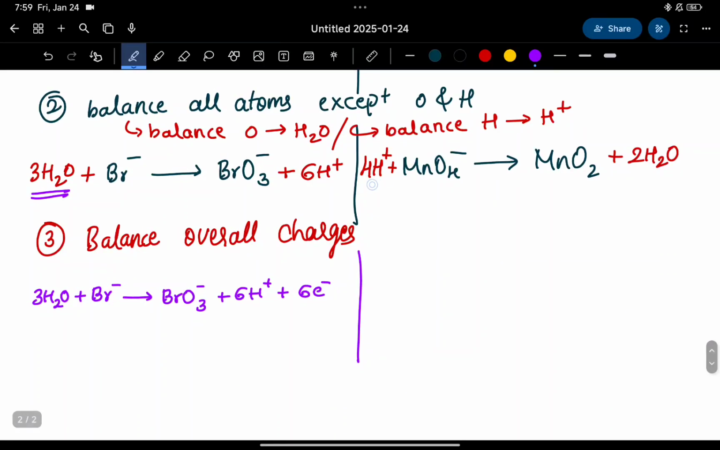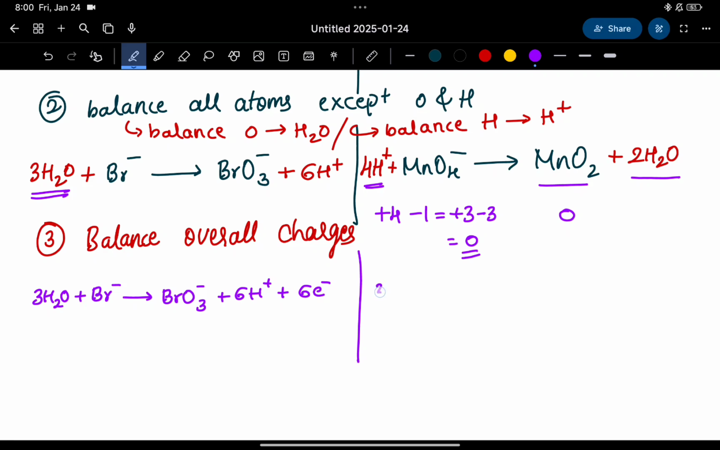So here first you count the charges. One hydrogen has plus 1, so 4 hydrogens will have plus 4. Plus 4 minus 1 will be equal to plus 3. Whereas here MnO2 is neutral and water is neutral, so overall on the right hand side it is 0. Now in order to make both sides equal, I can add electrons on the left hand side. If I add 3 electrons, so minus 3, this will become 0. So I need to add 3 electrons on the left hand side.